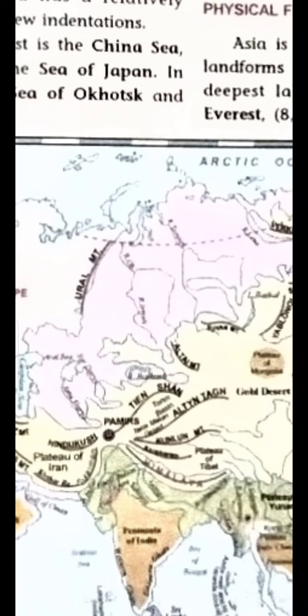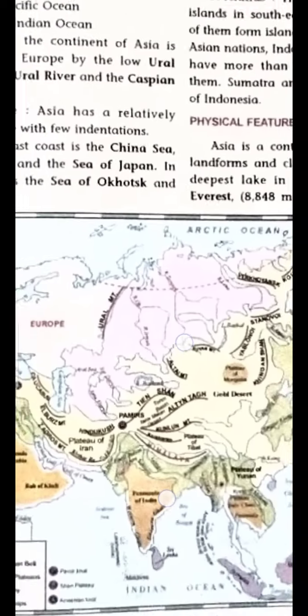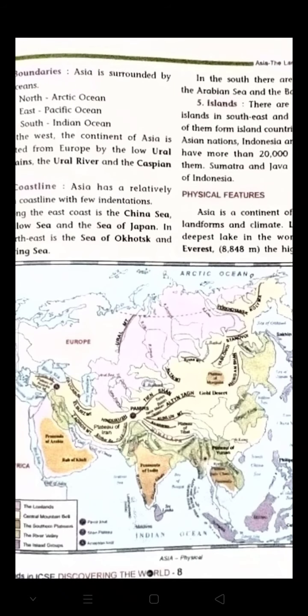To the south of the central mountain belt lies the plateaus of South Asia. The plateau of Tibet. Now, everyone can see in the map the plateau of Tibet, also known as the roof of the world. Plateau of Mongolia can also be seen. Plateau of Arabia, Peninsula Plateau of India are the most important plateaus of Asia. Many of these plateaus are formed by very old crystalline rocks.